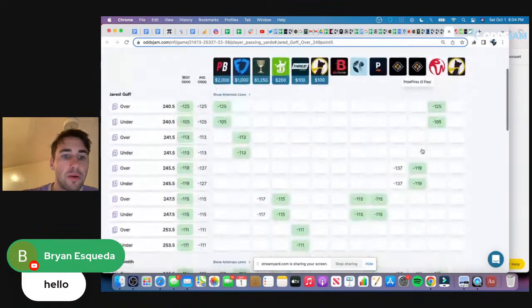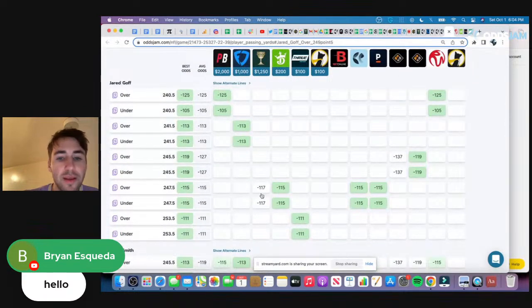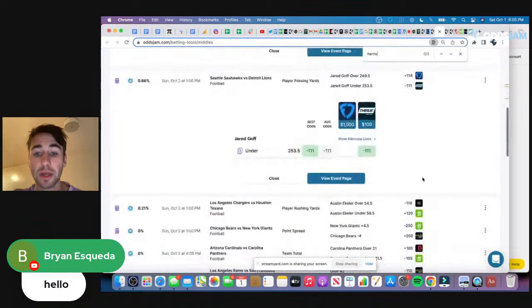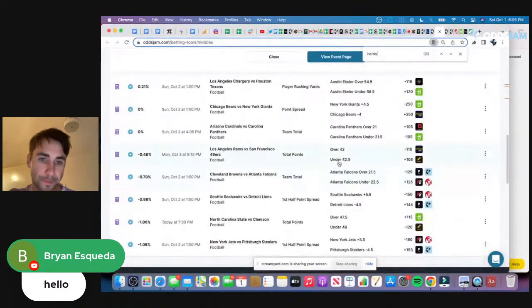What about Goff? So we can take a look at him. Under 253.5, minus 111. Most sportsbooks have the line at 245, 241. That's what the middle betting tool shows you, right? It's just like, where are sportsbooks not even setting the prop line at the same level? It's different than EV betting in that way, because 49.5 is not the same bet as 50.5. And what a middle bet will show you is, hey, you can bet the over 49.5 on FanDuel, you bet the under 50.5 on Thrive, and make some good money. Right?